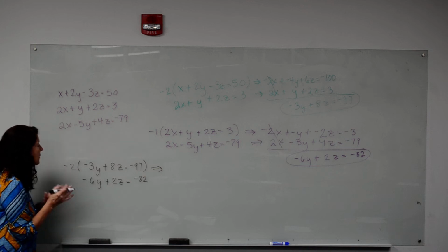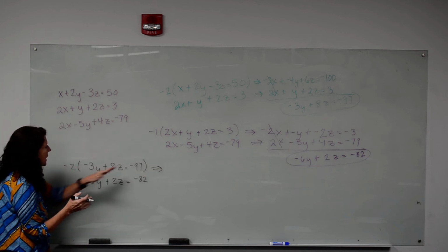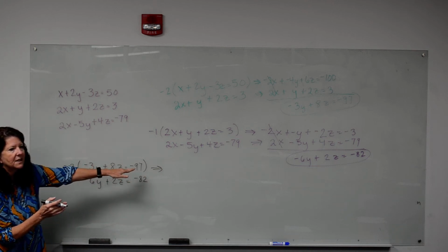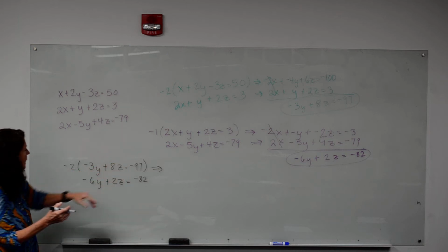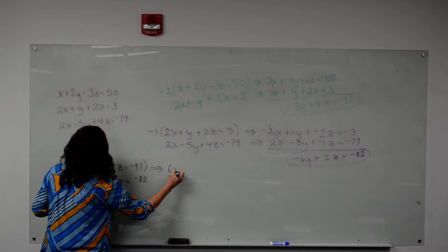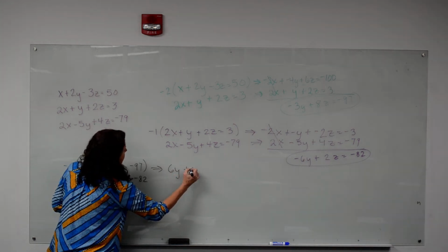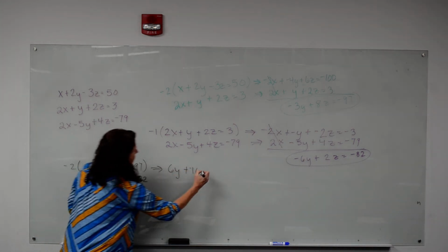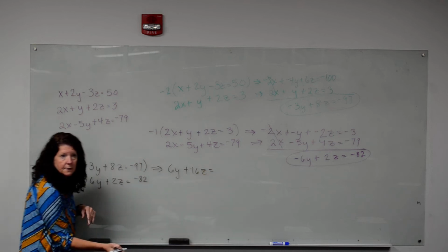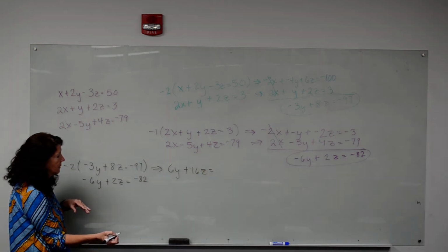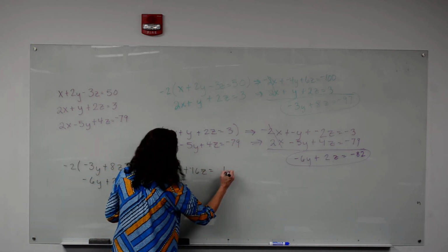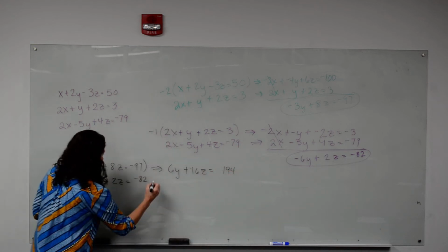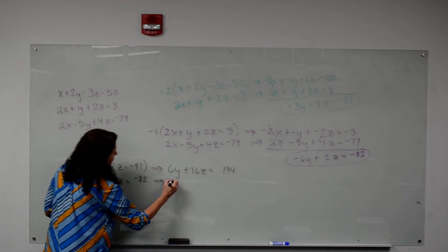Now, I would very strongly recommend when you get to something like 2 times the 97, you should calculate it, even though you can probably do it by hand, but don't make a careless mistake on it. So you have 6y plus negative 16z equals what? Anybody do it? 194. Okay. This one I'm going to bring straight over.